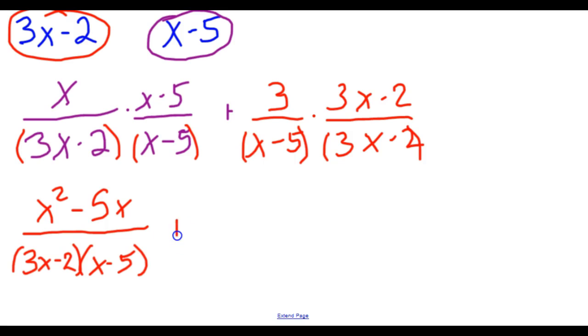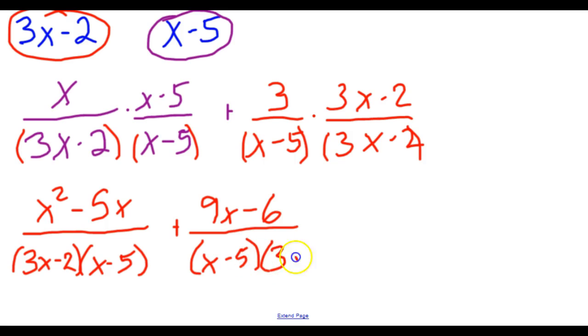And then we're going to add to that. We FOIL or distribute the 3 through the numerator. 3 times 3x is 9x. Minus 3 times 2 is 6. All over x minus 5 times 3x minus 2.